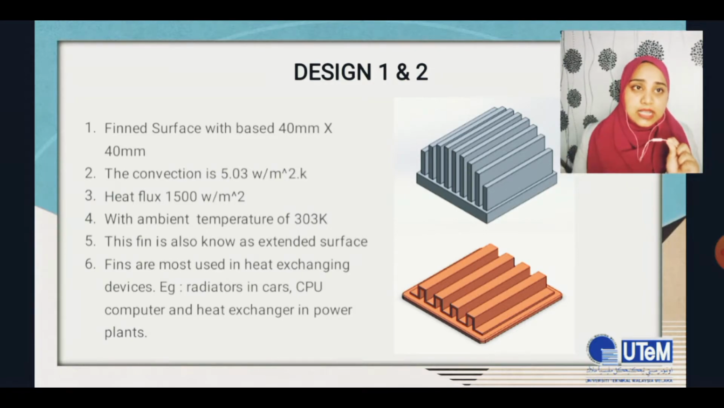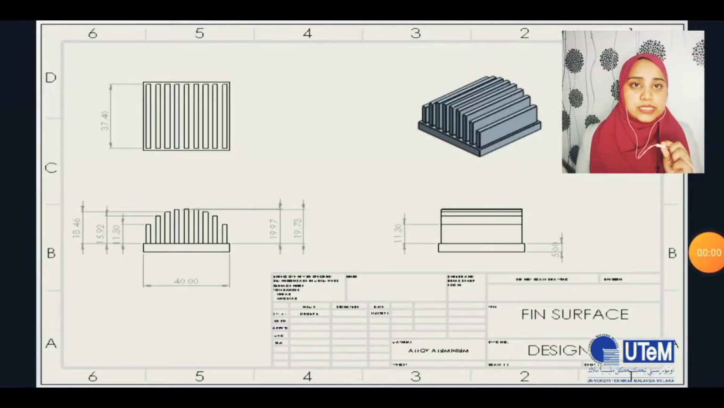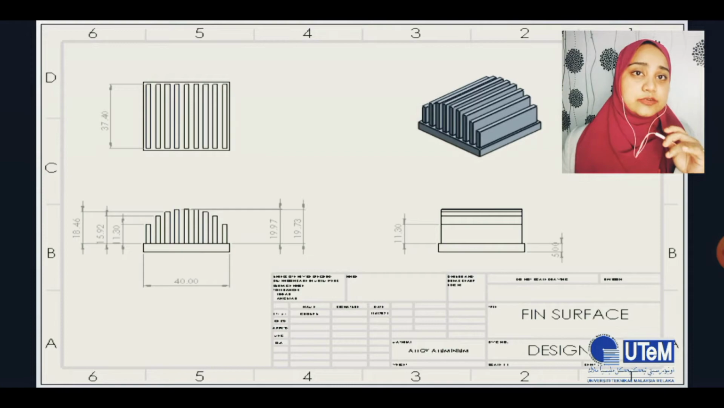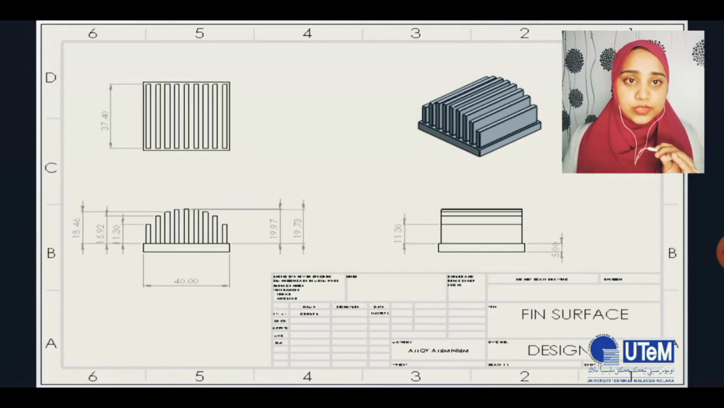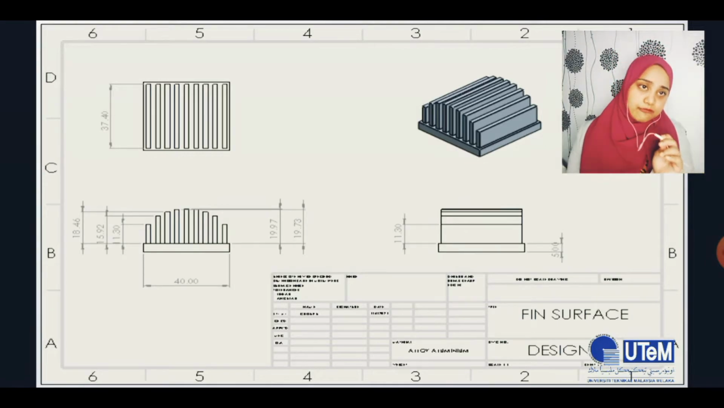This design concept is also known as an extended surface, and these fins are mostly used in heat exchanging devices such as radiators in cars, CPUs in computers, heat exchangers in power plants, and also in the aeroplane industries. So this is design 1 in a layout, and it comes with measurements. In gray color is an isometric view. Next to it is the top, below is the front, and next to the front is the right or left view.